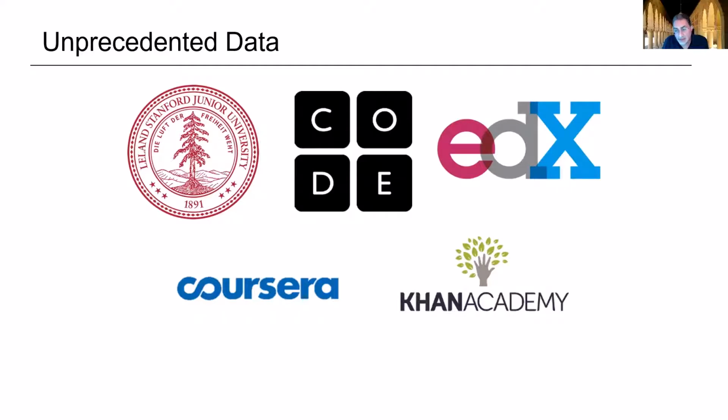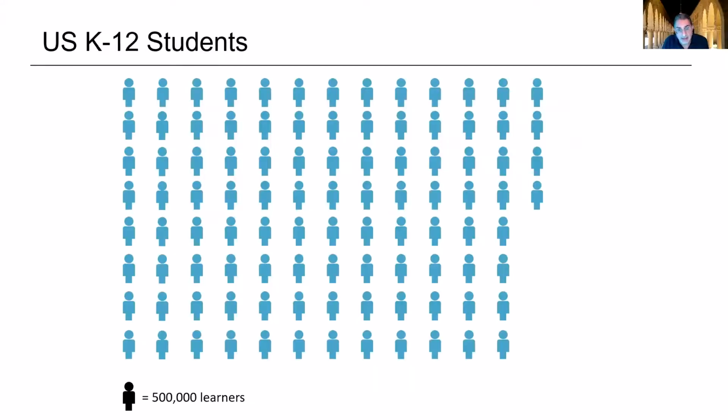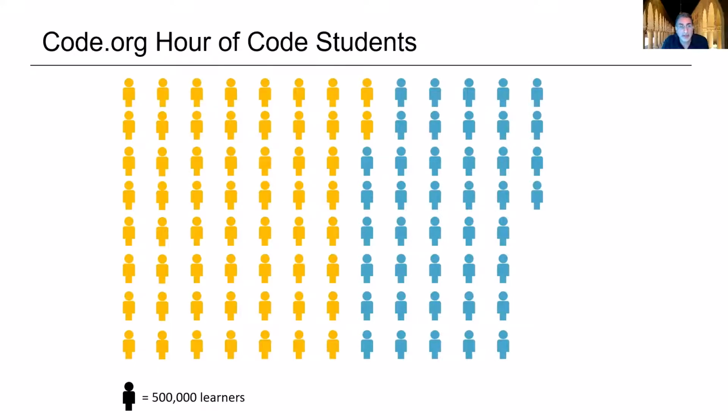If we think about how we've done education for hundreds of years, what we've seen in the last 10 or 20 years around education is really a revolution with respect to the kind of data and the granularity we can get. As one example, let's look at, in the United States, K through 12 students. And if we look at the number of learners, each one of the little figures or icons here represents 500,000 learners. If we consider a particular platform like Code.org's Hour of Code, and this is in the early days, these numbers have actually gone up, but at the time we were working with Code.org, there were almost 30 million learners on their platform who did the Hour of Code in an early iteration.